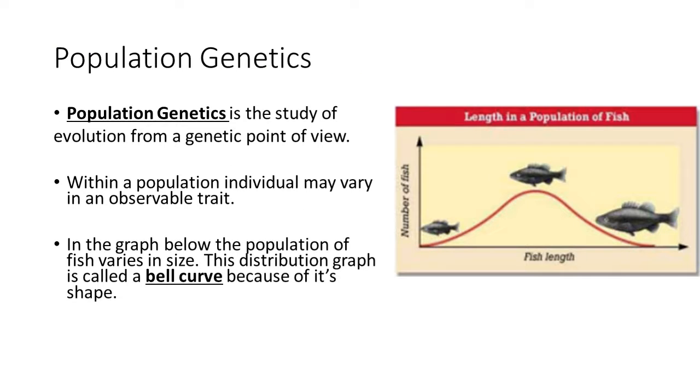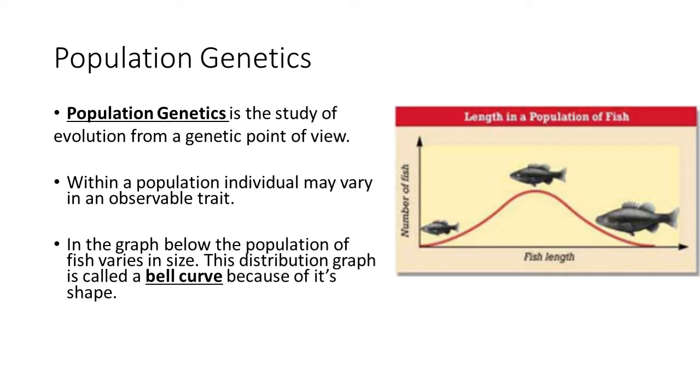Population genetics. We can see here a population of fish, and it shows different traits for the population, different sizes of fish. It means different traits or variation for this trait. And they are all found in the population.